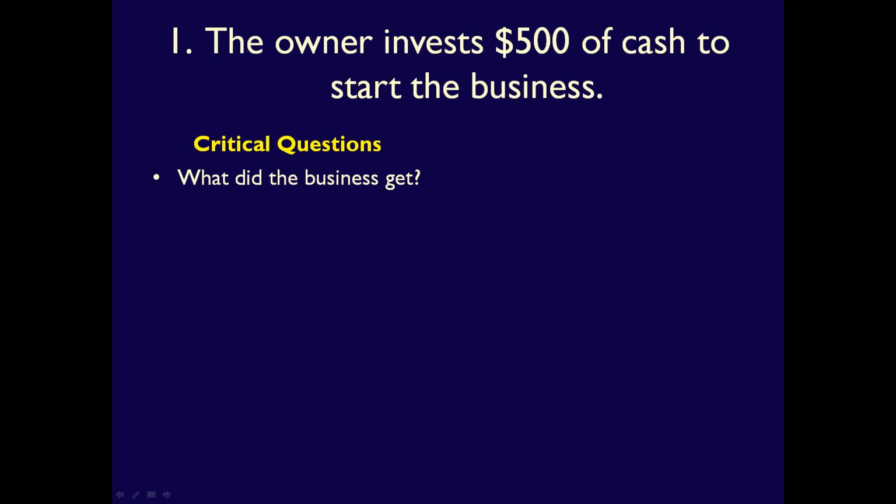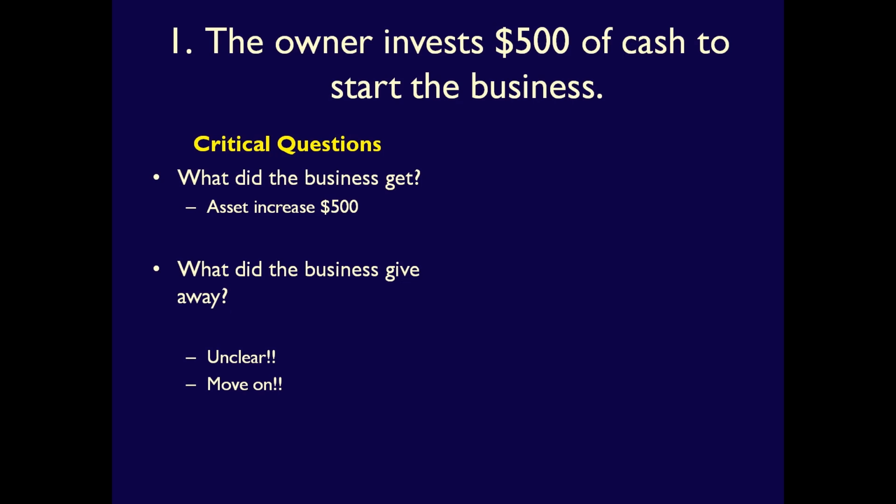1. The owner invests $500 of cash to start the business. What did the business get? Cash of $500, which is an asset because it's owned, has future benefit for the business because it can be used to help generate revenue, and is due to a past transaction. What did the business give away? Well, they gave away part of the business, but it's not really clear, so let's move on to the enhancing questions.